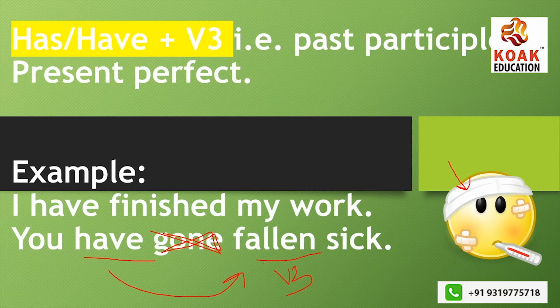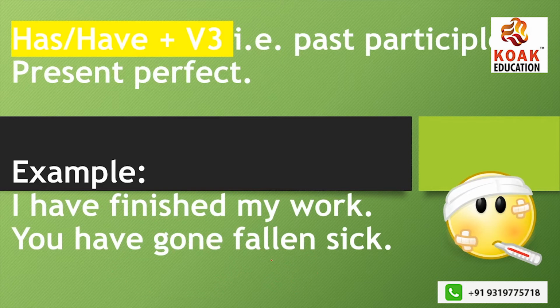So has, have plus third form always. You cannot drop it. You have to put it, and you cannot use other forms of verbs with has, have and had. With has, have and had, you have to use the third form of verb, because this is the basic application of has, have, had. Alright? That is why we're using the third form. Whether you talk about finished or fallen, this is the third form of verb.